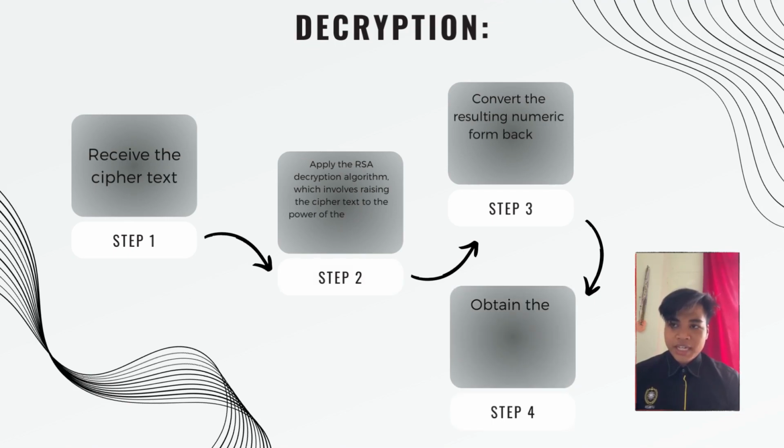Okay, for the decryption, we have 4 steps. The first step is to receive the cipher text. The second is to apply the RSA decryption algorithm. Step 3 is to convert the resulting numerical form back to plain text. And the fourth is to obtain the original plain text message.